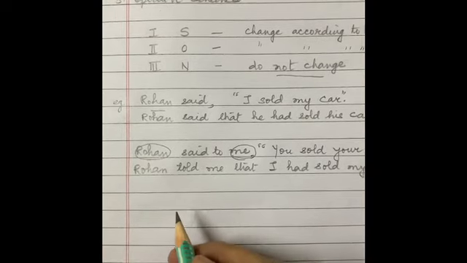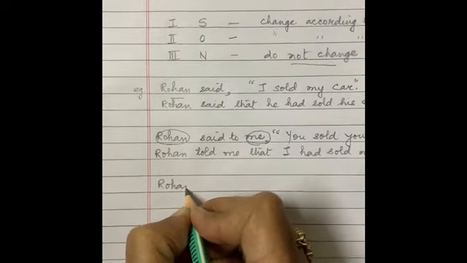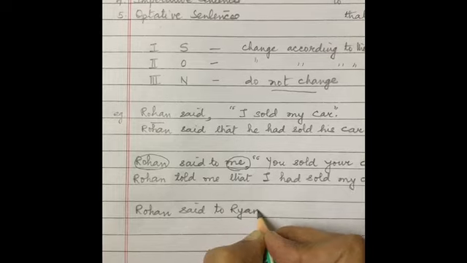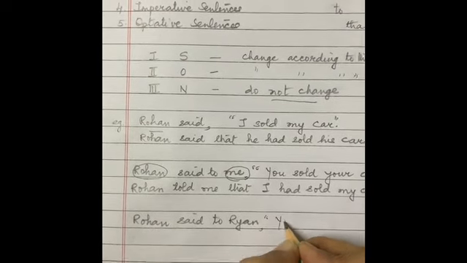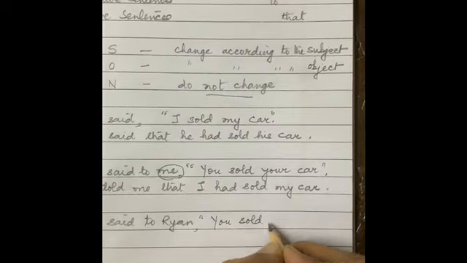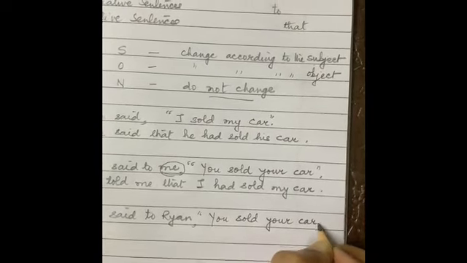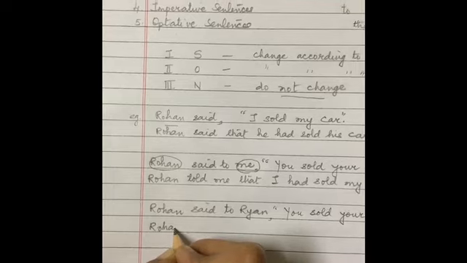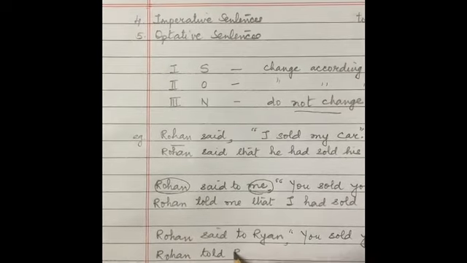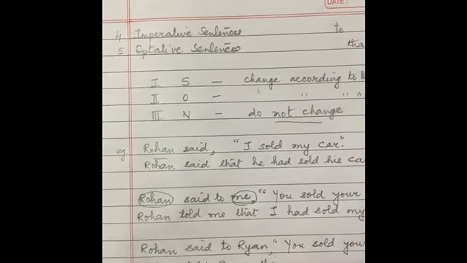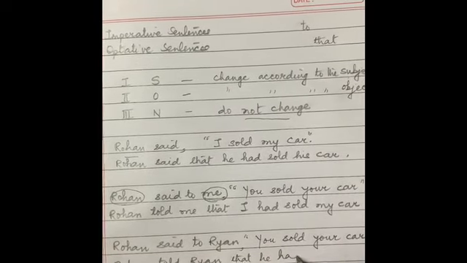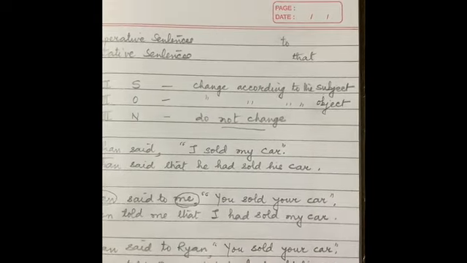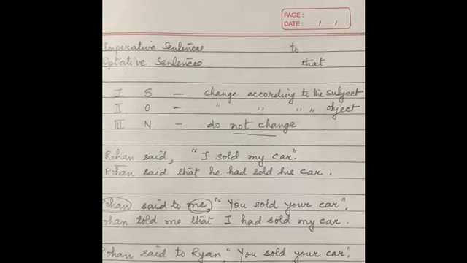And had it been that Rohan said to Rian, "You sold your car," it will be written like this: Rohan told Rian that he had sold his car. Then again it becomes he had sold his car, right?